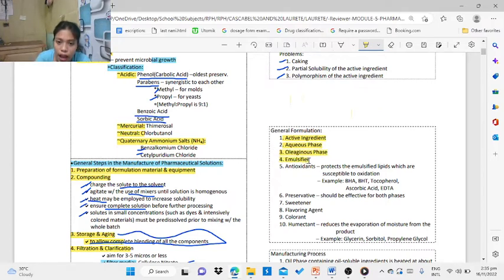emulsifier, antioxidant like the emulsified protein. What is the example for with formic acid? EDTA, ethylene diamine tetraacetic acid. Okay.